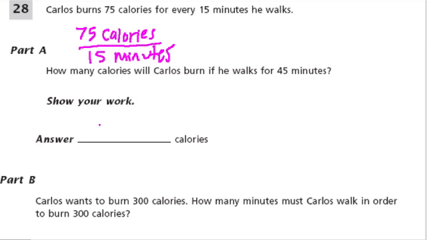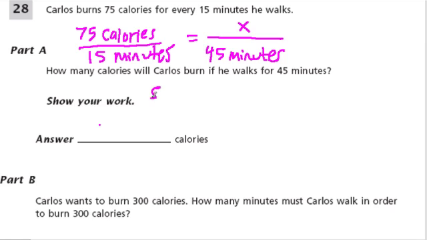Okay, so that's where we can use a proportion. Well, if it's 15 minutes for 75 calories, what would it be? We're assuming he's burning at the same rate for 45 minutes, right? We're putting 45 minutes down here in our denominator. What goes up here? How many calories will be for 45 minutes?